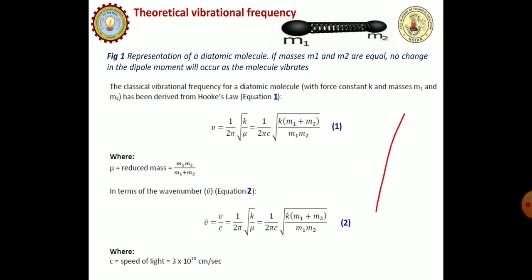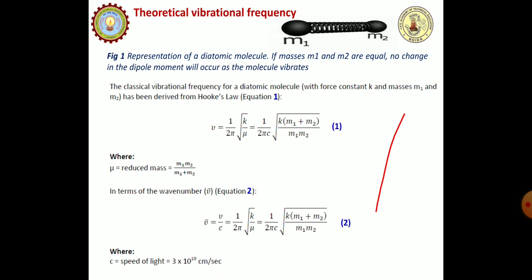According to Hooke's law, the classical vibrational frequency of a diatomic molecule can be derived. Hooke's equation is used to calculate the vibrational frequency of a diatomic molecule in infrared spectroscopy. So we can theoretically calculate the vibrational frequency of a diatomic molecule.